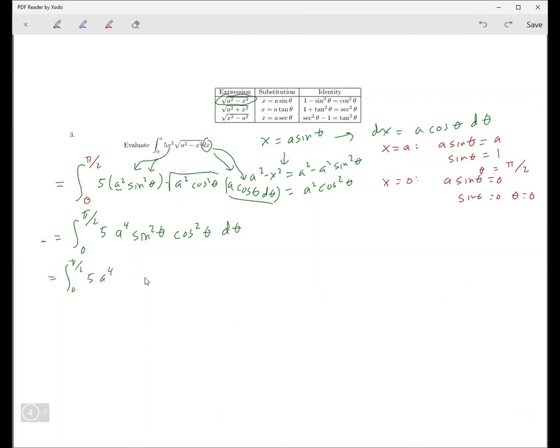Brother Hurst, I have a question real quick before you continue. What happened to the square root a squared cosine squared theta? This right here? Yeah. Okay, so one of them went to here. So that's a squared, and there's an a, so that's a cubed, and then another one more makes it a to the fourth. Oh, okay. And then the cosine went to here with this other cosine. Okay. Thanks.